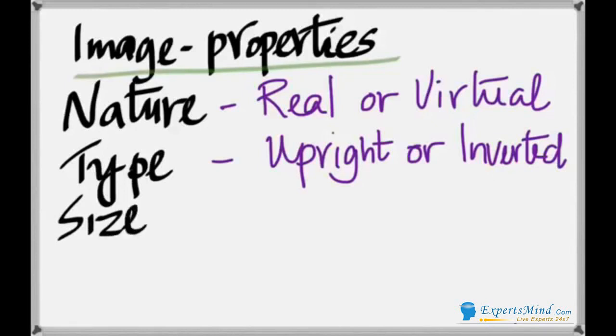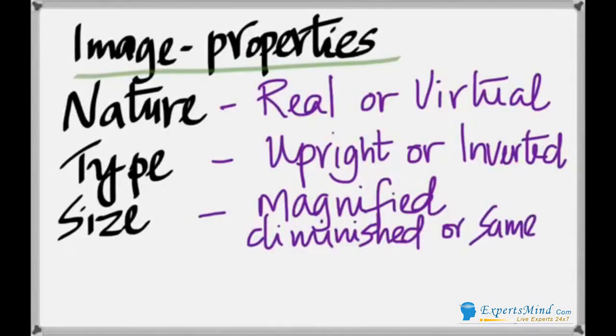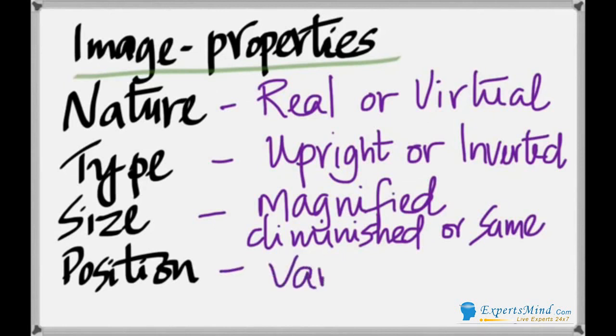Size of the image, there are three possibilities. What are the three possibilities? Magnified, which means bigger, smaller, or same size. And the position of the image can be at different points. We'll look at that. So basically, when you look at any image, there are four properties you should think about: the nature, the type, the size, and the position.